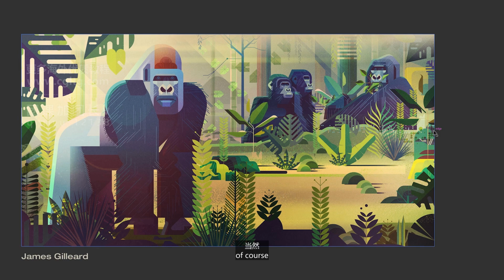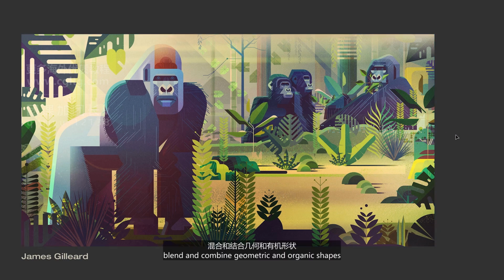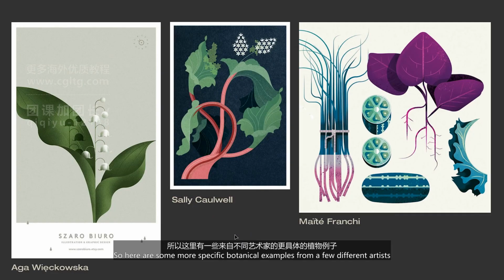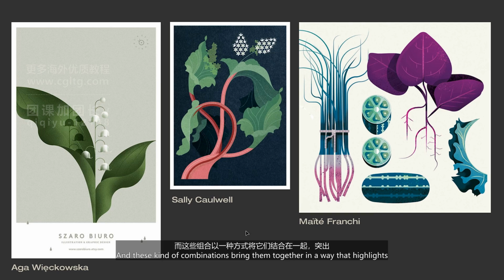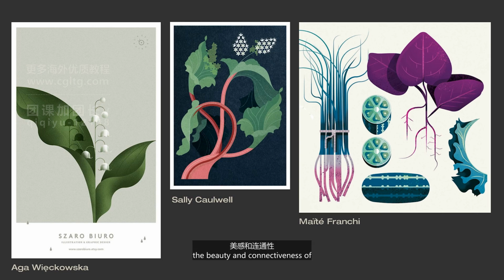But of course, you can blend and combine geometric and organic shapes. In fact, most designs do have a blend. And I'm a particular fan of designs and illustrations that really blend the two and draw attention to that. So here are some more specific botanical examples from a few different artists. And here we get that calculated mathematical precision and satisfaction that triggers that part of your brain with the geometric shape language, but also that natural, organic beauty of flowers and plants, of those natural objects. And these kind of combinations bring them together in a way that highlights the beauty and connectiveness of all that's around us.